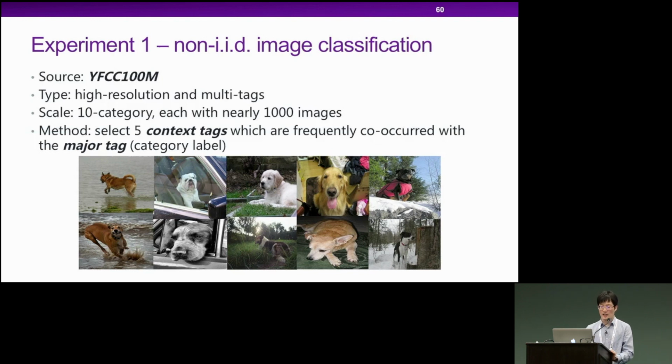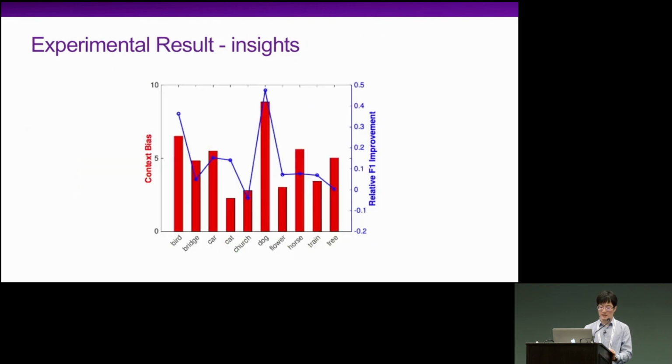So you can see that if we use a causal model to do this, you will find a very interesting result. This is a different category, and the bar here means the context bias, that is, the degree of distribution change in this category. The curve here is the relative improvement of the causal model over the correlation-based models. Here you can see that in the categories that have higher context bias, the causal model has a larger advantage. So it's quite consistent.